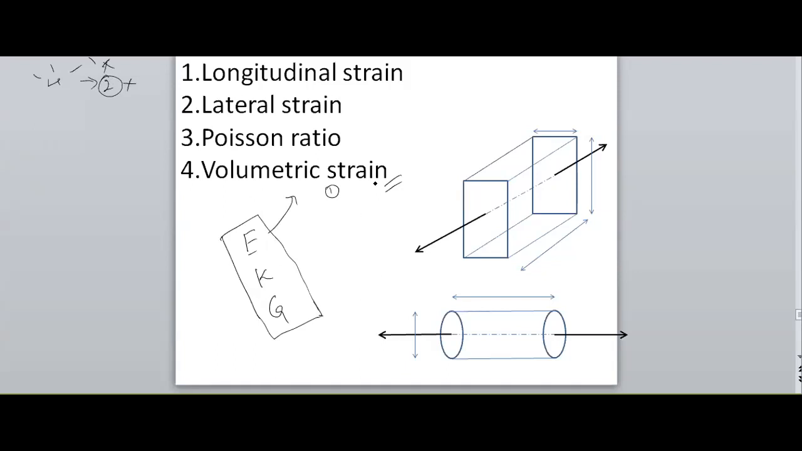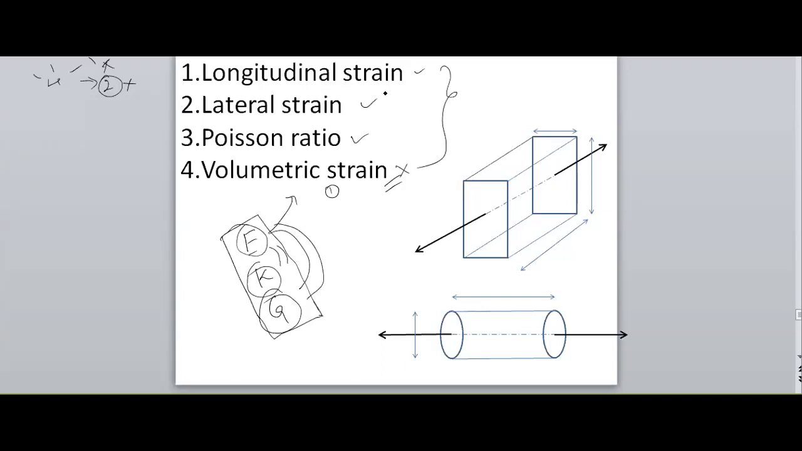So for this, I need to derive the volumetric strain. We have derived the Young's modulus and the bulk modulus. We have derived the shear modulus. So we need to derive the relationship between these. I am revising the useful topics in this chapter again.